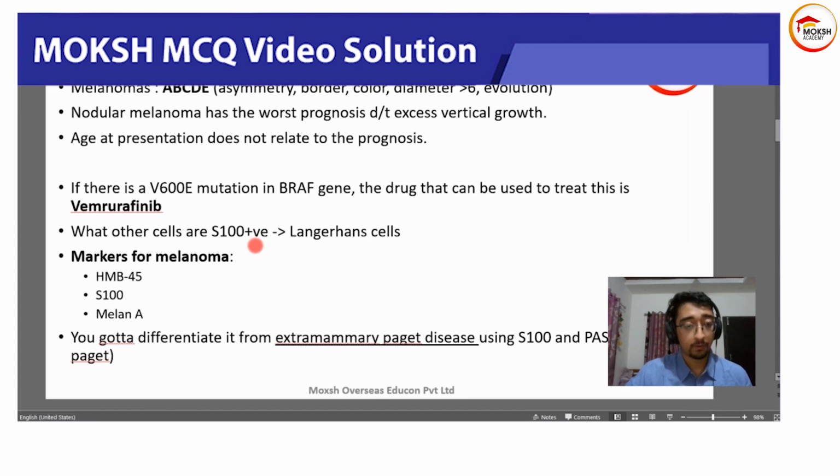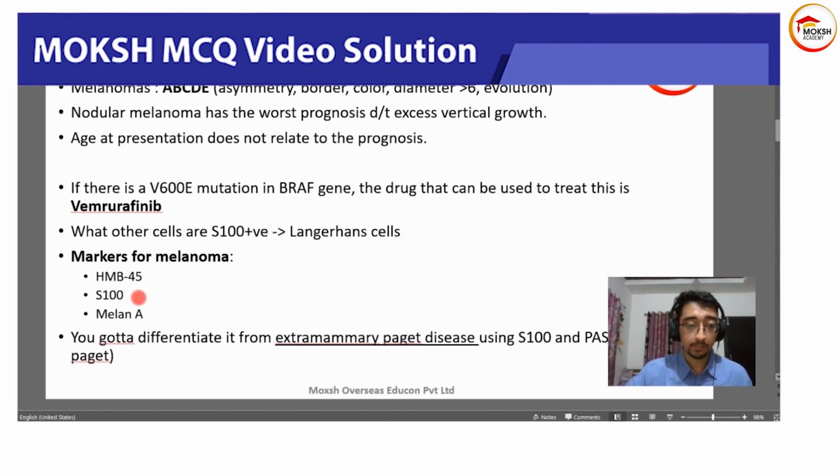Okay. Now another thing, there was S100 marker in the options, right? So you also need to know what other cells are S100 positive. Okay, and other cells that are S100 positive are Langerhans cells. Okay, they give you a question stem in which they say S100 positive cells, and if you guys are in a hurry, which is quite often, then you just mark it as melanoma and be done with it. But no, you have to think, okay, there are other cells.